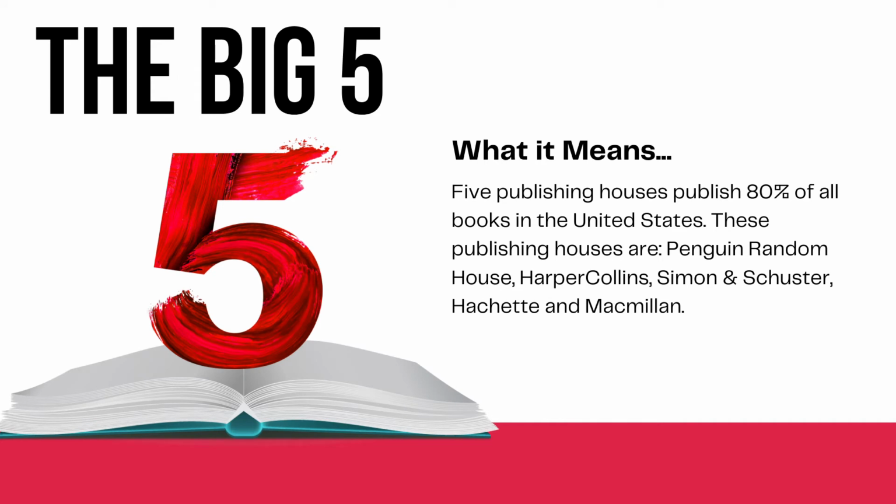The Big Five. Five publishing houses in the United States publish 80% of all of the books. These publishing houses are Penguin Random House, HarperCollins, Simon & Schuster, Hachette, and Macmillan. These publishers are known for producing high-quality books and have the highest status in the writing world. Book publishing royalty, if you will. To get a book deal with one of these publishers feels like hitting the lottery.